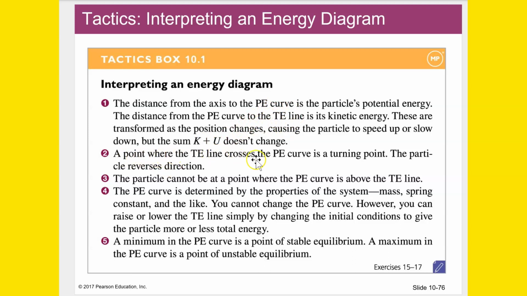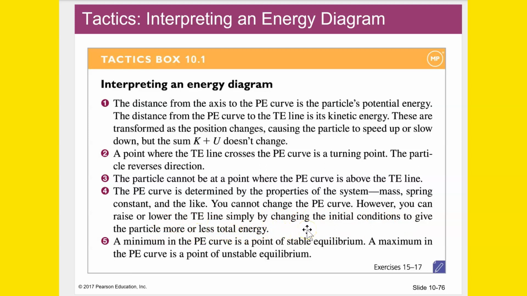A point where the total energy line crosses the potential energy curve is a turning point. The particle reverses direction. The particle cannot be at a point where the potential energy curve is above the total energy line. The potential energy curve is determined by the properties of the system: mass, spring constant, and the like. You cannot change the potential energy curve. However, you can raise or lower the total energy line simply by changing the initial conditions to give the particle more or less total energy.